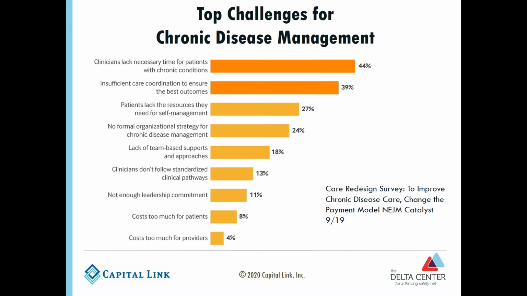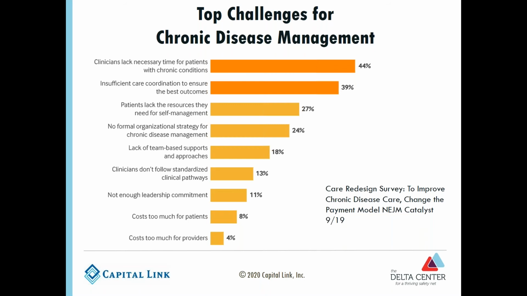No formal organization strategy for chronic disease management. This is what we're going to be talking about as part of your strategy. The clinical pathway is part of your strategy. And then, of course, the lack of team-based supports. Well, you'll see here that this is effectively a team-based solution.